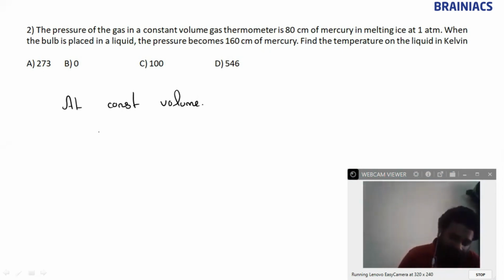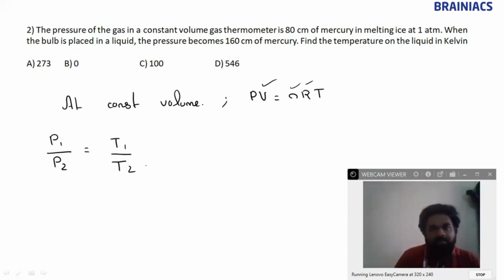So easily we can do it by using PV is equal to nRT. PV is equal to nRT. So at constant volume, V, n, R, all these are constant. We can write P1 by P2 is equal to T1 by T2. So the pressure of gas in a constant volume gas thermometer is given as 80 centimeter of mercury. Anyway, that atmospheric pressure will be there. So it shows 80 centimeter of mercury in melting ice.